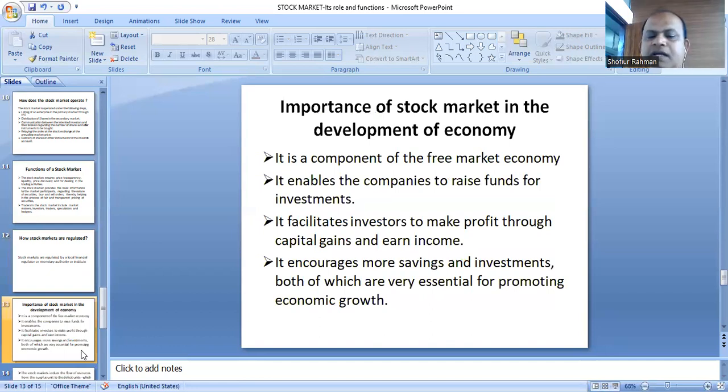Importance of the stock market in the development of the economy. It is a component of a free market economy, especially. You might be saying that India is not a free market economy. India is a socialistic pattern economy. Actually, India is a mixed economy where we have both options. Because until and unless there is a stock market, how will big companies operate?